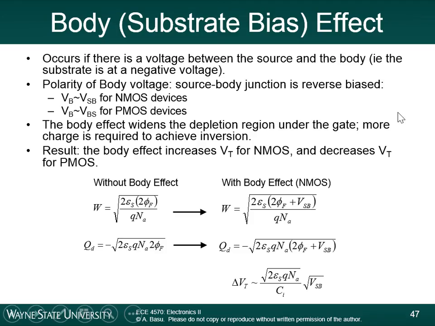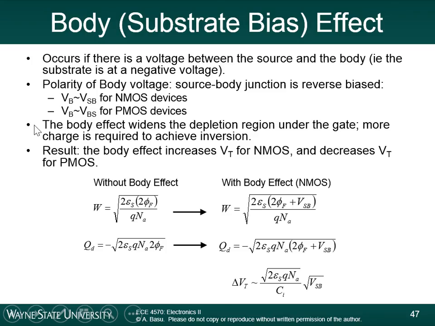So if the source and the body, meaning the substrate, are at different voltages, for example the substrate is at a negative voltage, then this will change your threshold voltages. The body effect would increase the threshold voltage for an NMOS device. It decreases the threshold voltage for a PMOS device.